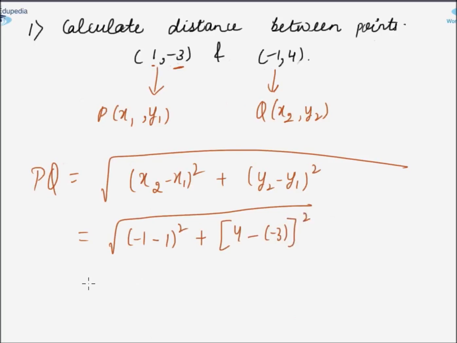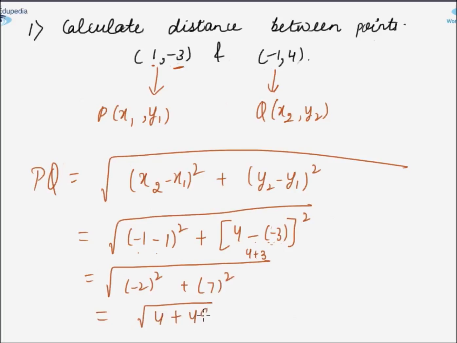whole square. Thus we have minus 1 and minus 1 as minus 2 whole square, and when this bracket is open it will give us 4 plus 3, because minus and minus will get converted to plus sign, so we will have 7 whole square. Thus 4 plus 49, or under root of 53 along with the proper units.